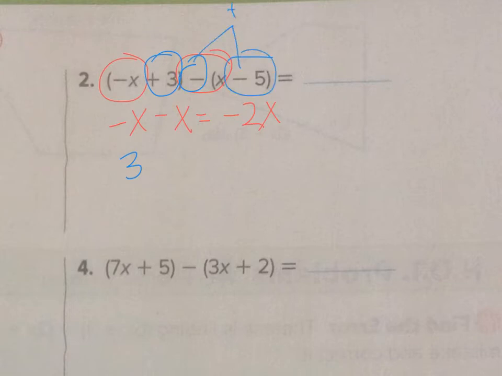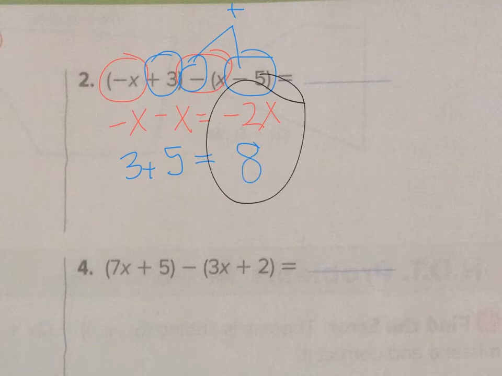when we combine a minus and a negative, it becomes a positive. So 3 plus 5 it will be, and I know that that equals 8. And so when I combine these two items, minus 2x plus 8 is our final answer.